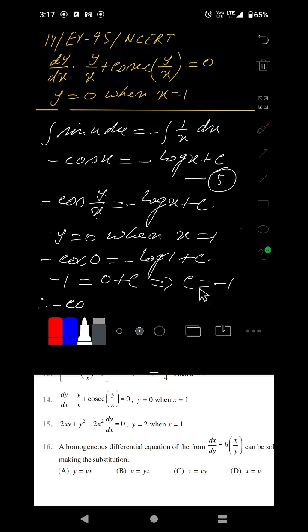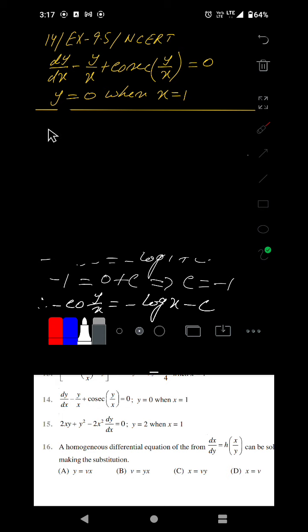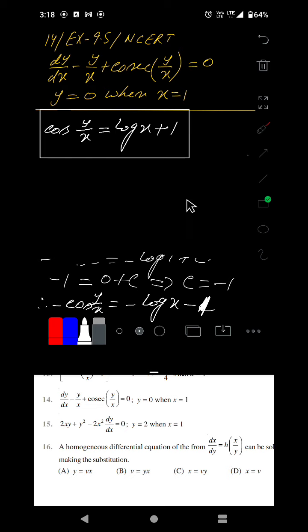Now putting the value of c as minus 1 in this equation, we have to write down minus cos y upon x is equal to minus log x minus c. So multiplying both sides of this equation by minus 1, we have the final required solution of the given differential equation, which is cos y upon x is equal to log x, which is minus 1, and that is plus 1. So this is the required solution of the given differential equation.